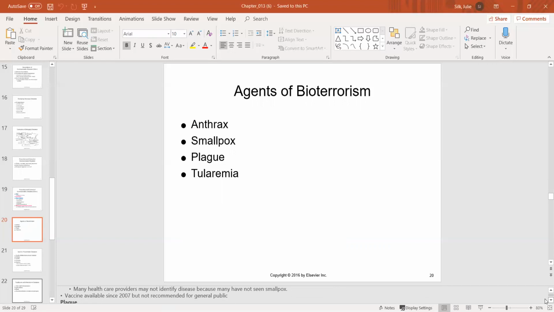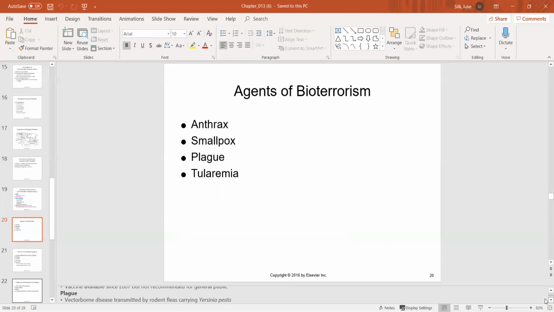Many healthcare providers may not identify the disease because many have not seen smallpox. There is a vaccine available since 2007, but it's not recommended for the general public. So, yeah, at least we have a vaccine. That's good to know.